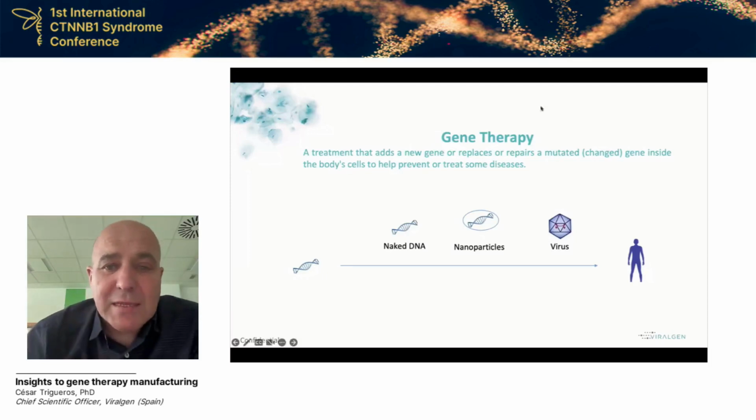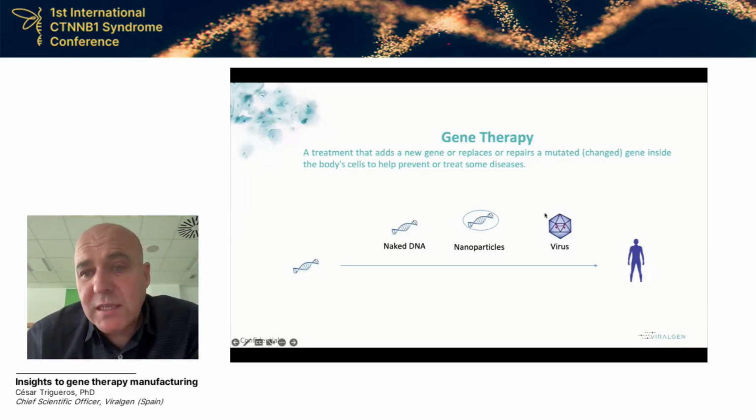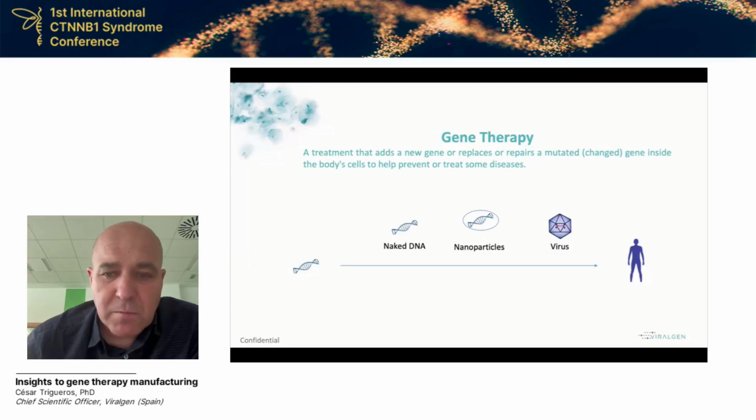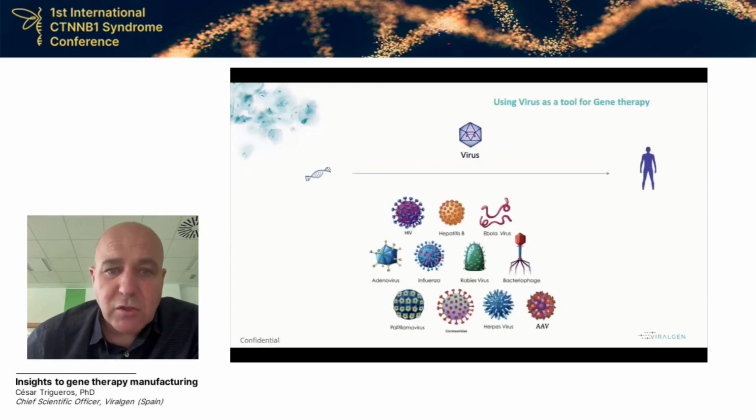And the last thing that we can do as well is just to use virus as a tool to introduce DNA into the body, which has also a lot of problems because our body is designed to destroy all the virus or bacteria that we are getting from outside. But the thing is that Viralgen is concentrating on how we can manufacture this kind of virus for gene therapy.